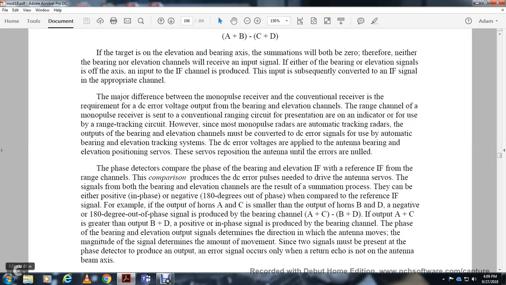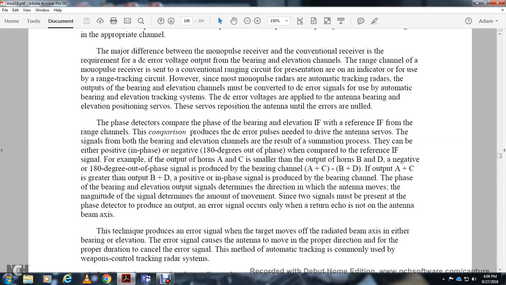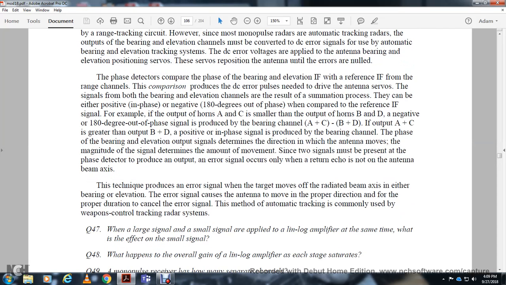If the A plus C output is greater than the output of B plus D, the input phase and the signal produced in the bearing channel determine the phase of the bearing and elevation output signal, which determines the direction the antenna moves, while the magnitude of the signal determines the amount of the movement. The two signals must be present at the phase detector to produce the error output curve, with only return echoes not on the antenna beam axis. The technique produces the error signal when the target moves off the beam axis, with either bearing or elevation error signals causing the antenna to move in the proper direction for the proper duration.